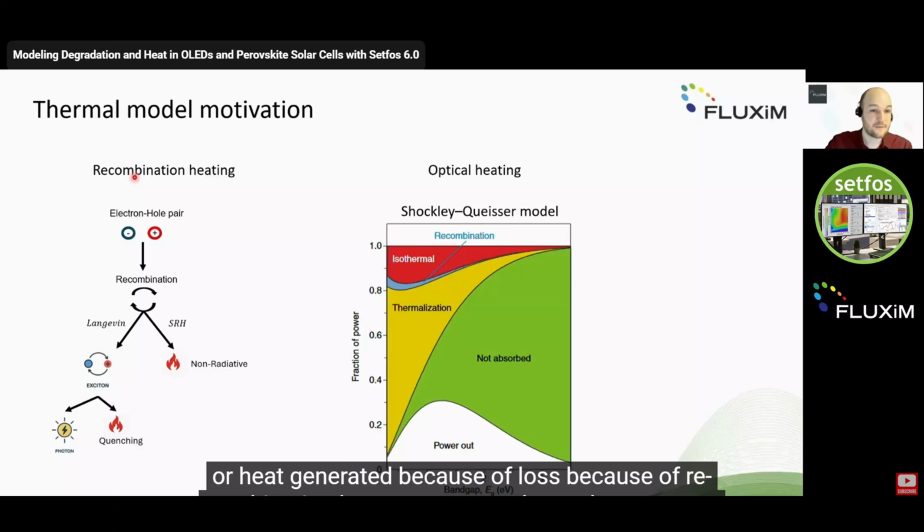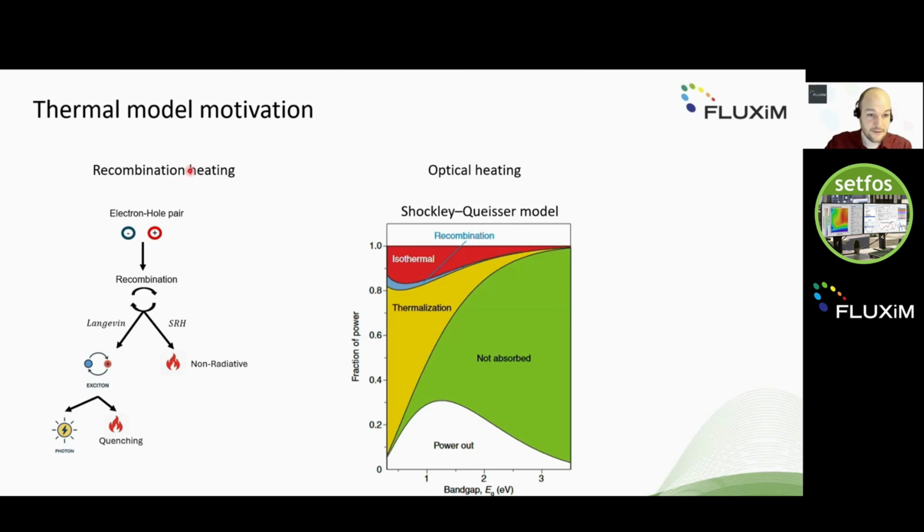Or heat generated because of recombination losses. So everywhere you see this flame here, that's where heat is generated, either here in dark Shockley-Read-Hall recombination, where the energy gets transferred to heat. Also, if excitons are quenched, the energy can also get transferred to heat. So you need to consider this in a full model.